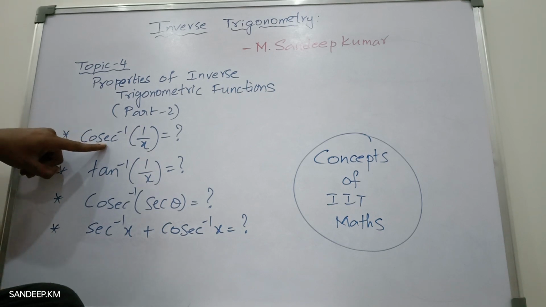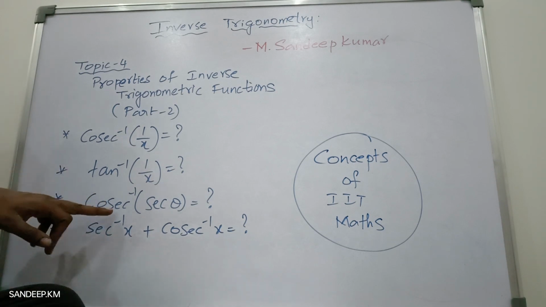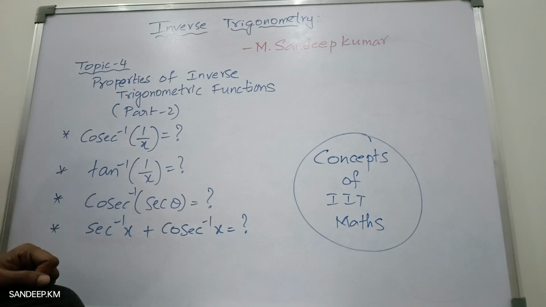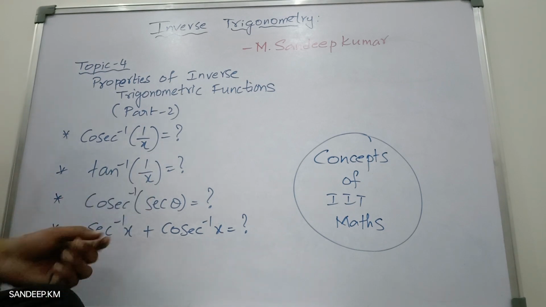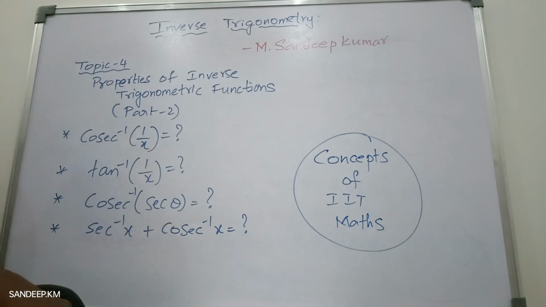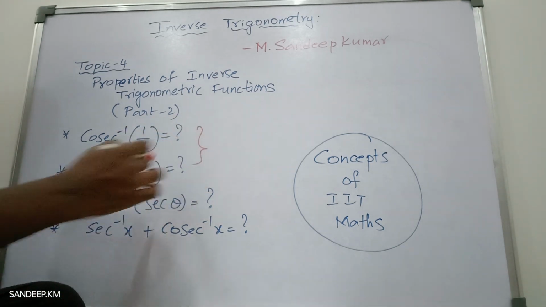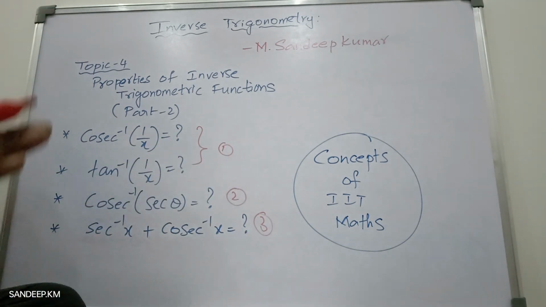about the inverse trigonometric functions of reciprocals of x. That means what is sine inverse of 1 by x, cos inverse of 1 by x, tan inverse of 1 by x, and so on. Then we will discuss the next property, which is what is cosecant inverse of sec theta, what is sec inverse of cosec theta, tan inverse of cot theta, etc. And finally one more property: what is secant inverse of x plus cosec inverse of x. So totally here we are going to discuss three properties. This is the first property, second property, and third property. In today's video we will discuss three properties of inverse trigonometric functions.